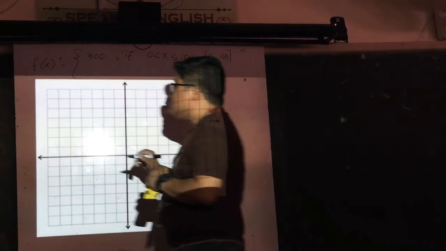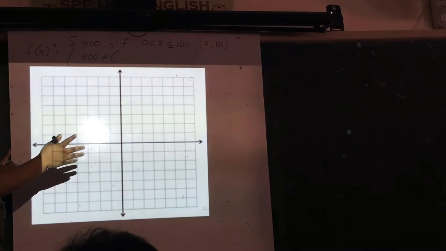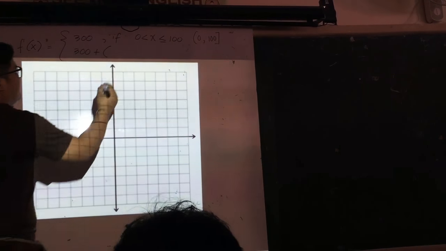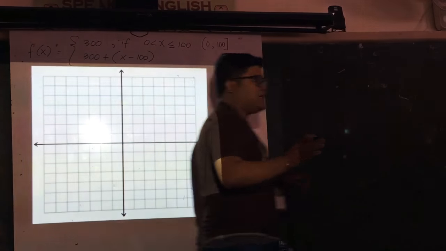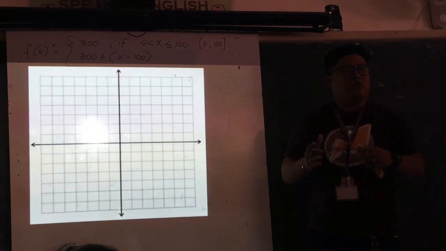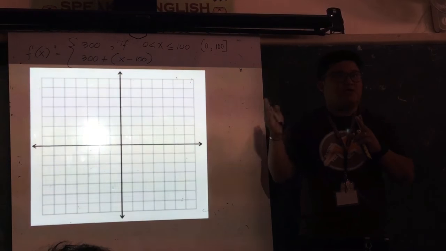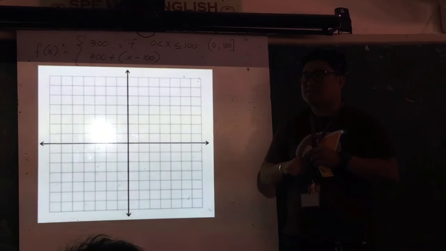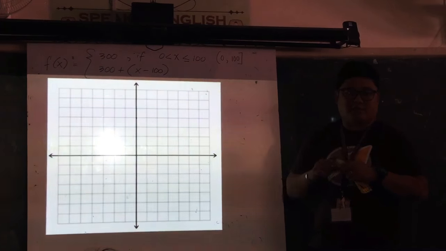The second condition is 300 plus the excess. How can you compute the excess? X minus 100. X is the number of text messages. 100 is free, correct? So if you use up 105 messages, the excess there is 5. How do you come up with 5? 105 minus 100, because 100 is free, so we take off the 100. The payment will be based on the number of messages we use up in 1 month.